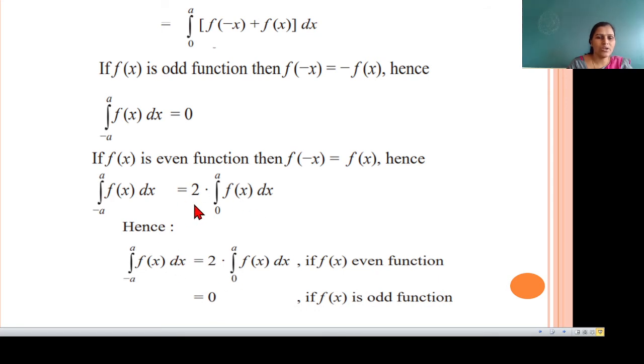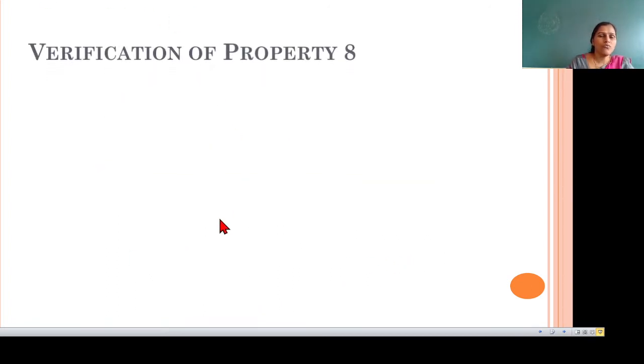Hence, we have completed this property, that is, minus a to a f of x dx will be 2 times integral 0 to a f of x dx if your function is an even function, and it will be 0 if your function is an odd function. Now, for verification of property number 8, let us see one example.